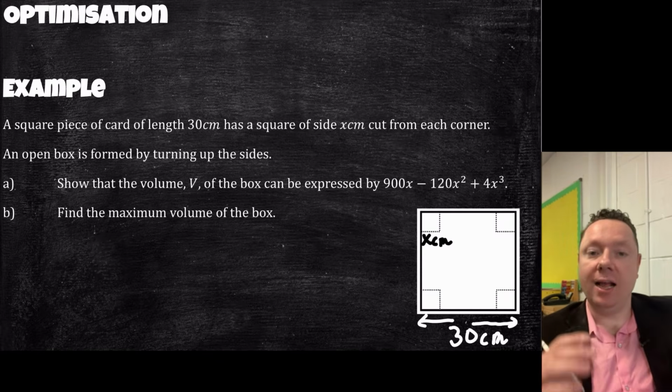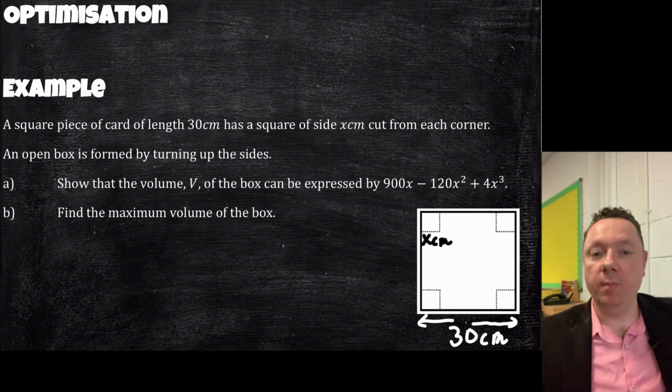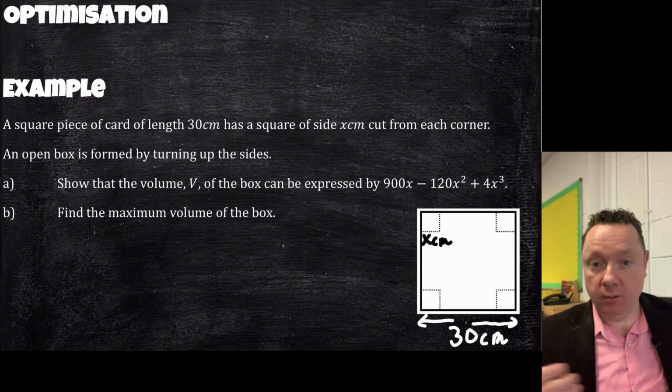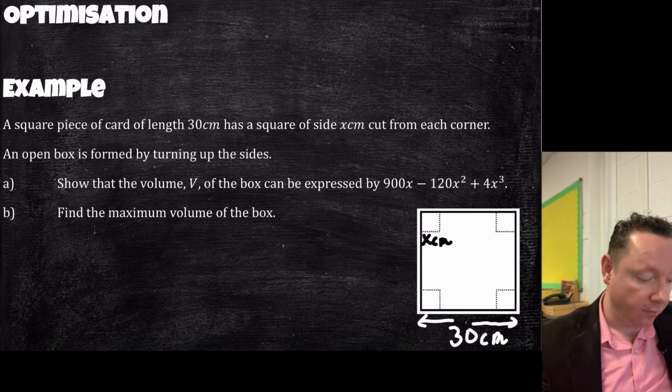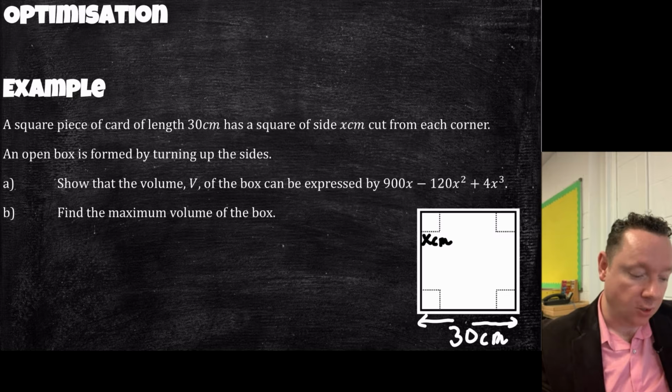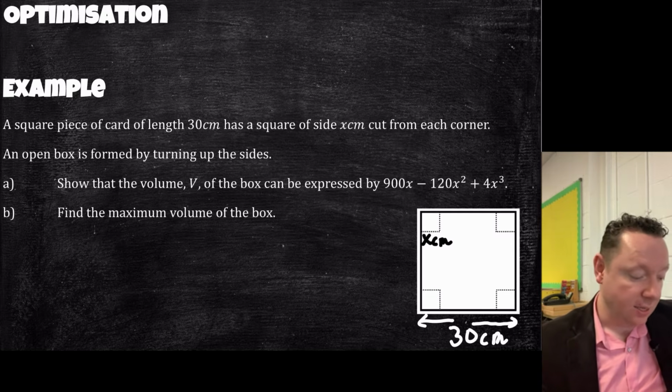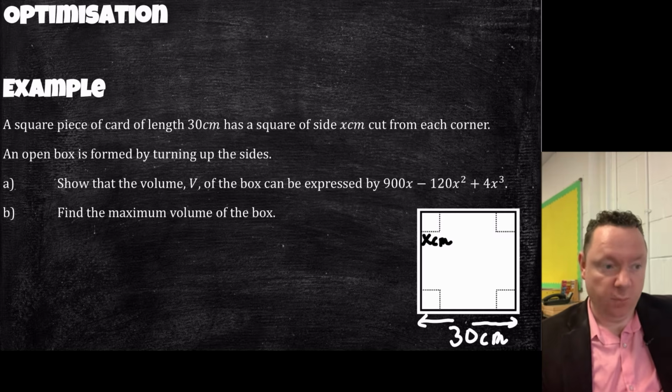Higher maths differentiation, optimization. What is optimization? It is when you take something and you want to maximize the size of it or minimize the size of it. So let's say we take an example like this where we've got a length of card 30 centimeters and it has a square of side x cut from each corner, so we don't know how big x is, and it makes a box by turning up the sides.